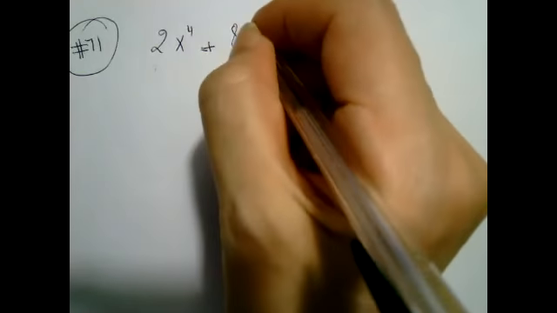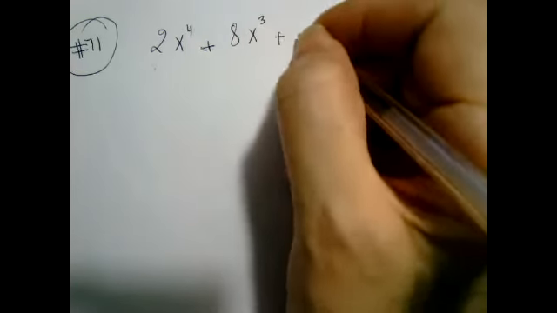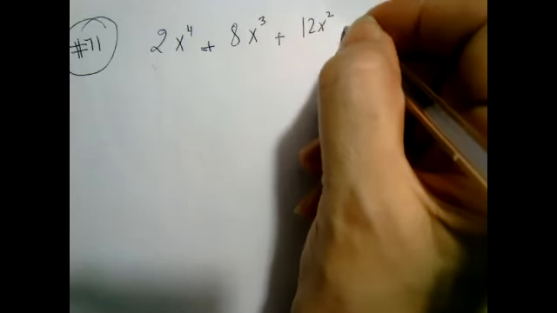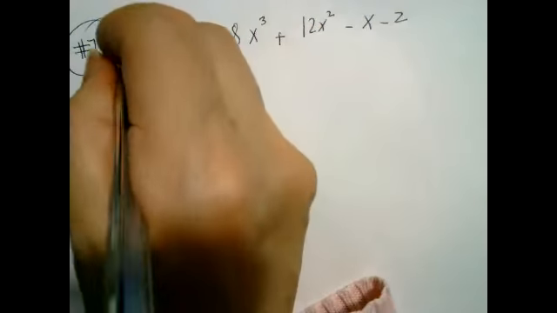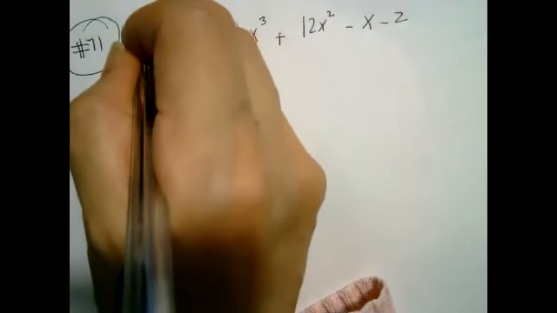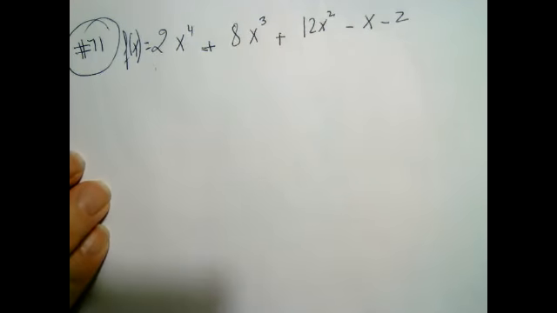Okay, so this is 2x^4 plus 8x cubed plus 12x squared minus x minus 2. That's my function f of x. Okay, so first let us compute f prime.